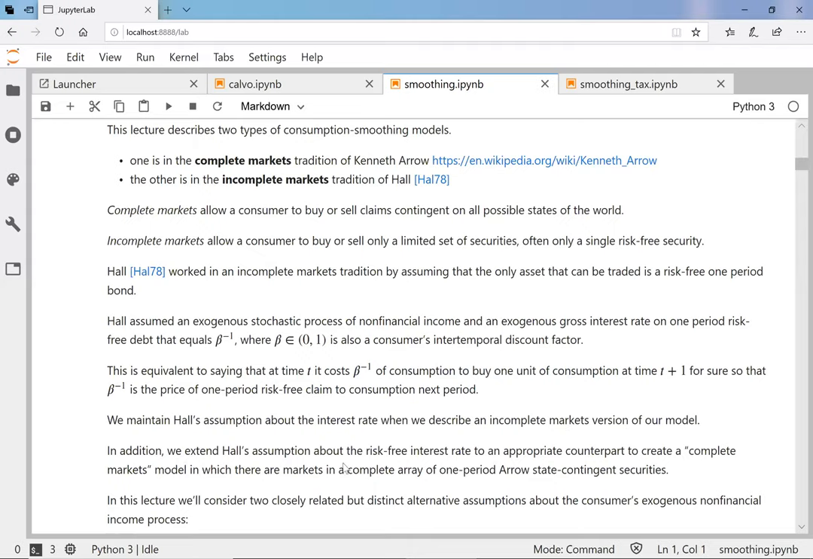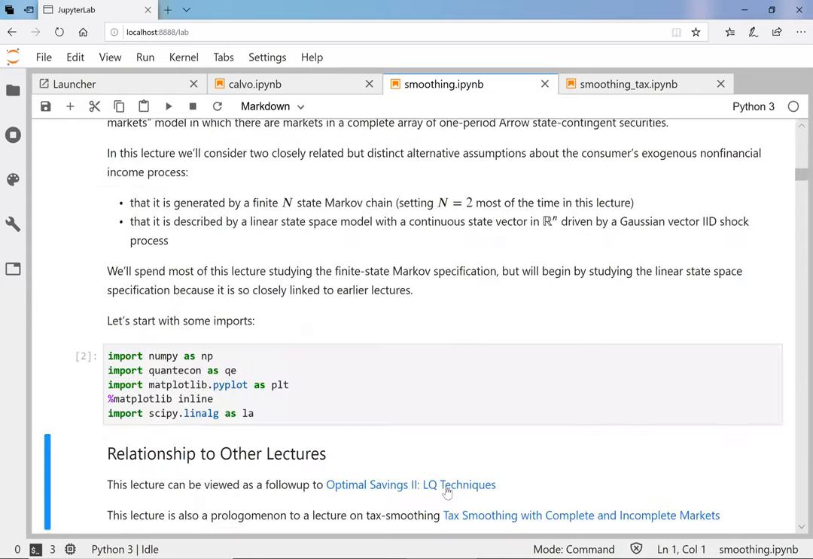In addition, I want to stay as close as possible to Hall, but I want to put in complete markets. So complete markets means I'm going to add a complete array of arrow securities. I'm going to make one change: I'm going to let there be one-period arrow securities, and there's going to be a complete array of them. That's going to be the deal. And then here's what this QuantEcon lecture does for fun.